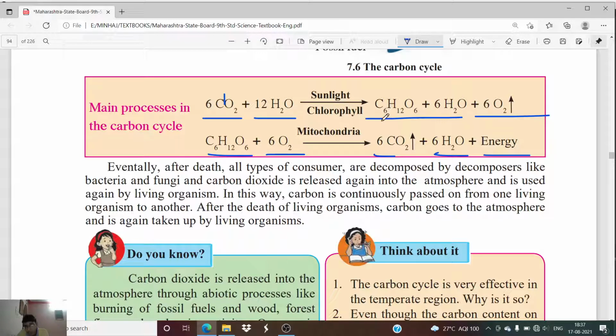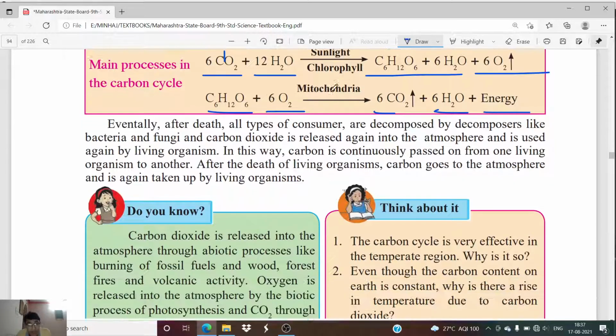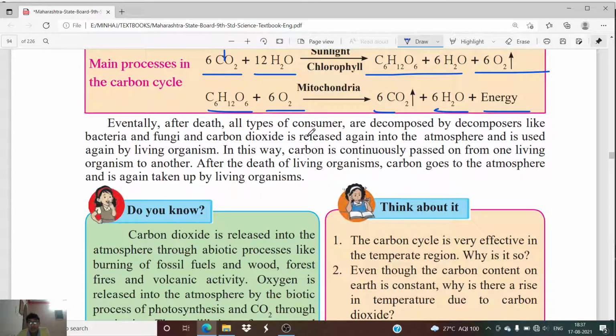food is going to be produced, oxygen is going to be released out, again we are going to use that oxygen, okay, we are going to produce the energy, 6 CO2 is going to be released out. So in this way we can see that the carbon dioxide is utilized by the plant again and again, and the cycle is continuous. Okay, now, eventually, after death, all types of consumer are decomposed by decomposers like bacteria and fungi, and carbon dioxide is released again into the atmosphere and is used again by the living organism.